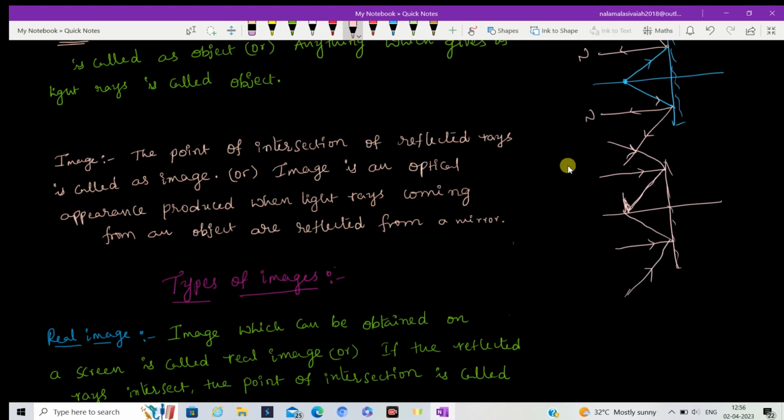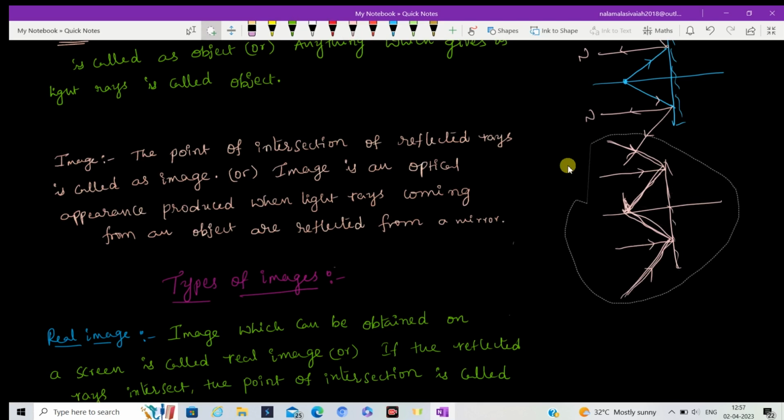So light rays are coming from infinity, like some object. Then after that, the light rays are meeting at one point. Meeting at one point you can consider. Okay, so that also we can take.